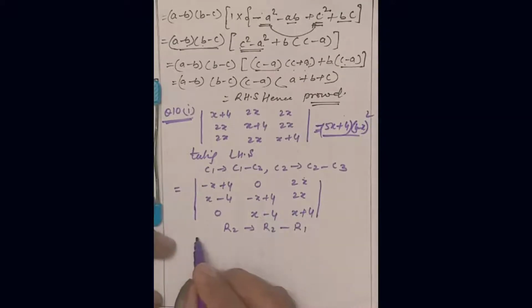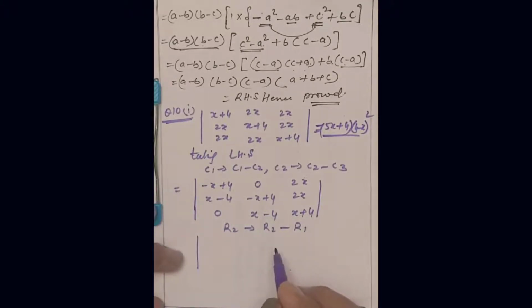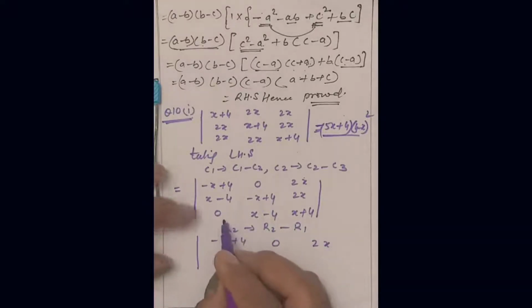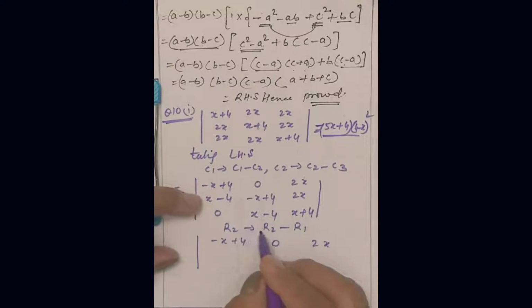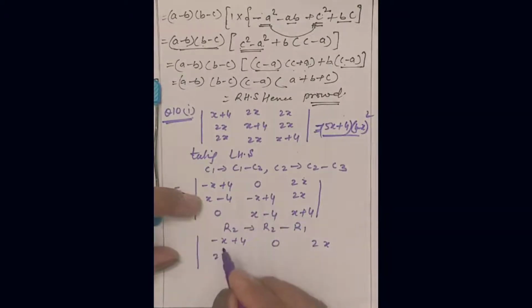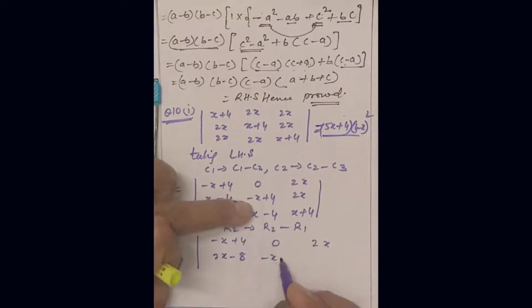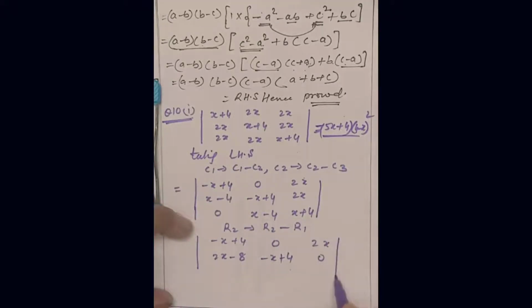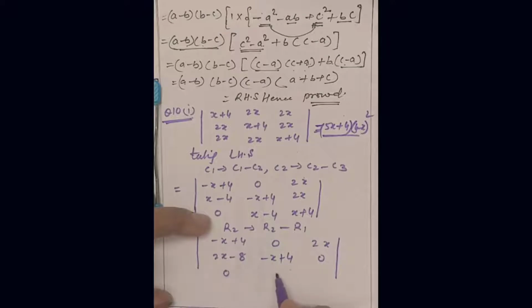So R1 is as it is: minus x plus 4, and this 0, and then we have 2x. Then R2 is R2 minus R1, so minus this plus 2x, and this minus, then minus 8, and this remains as it is, no change: minus x plus 4, and 2x minus 2x is 0. And the last row is as it is: 0, x minus 4, and x plus 4.